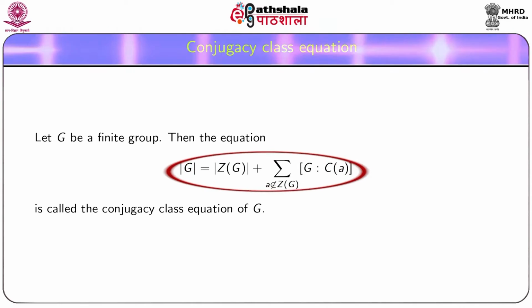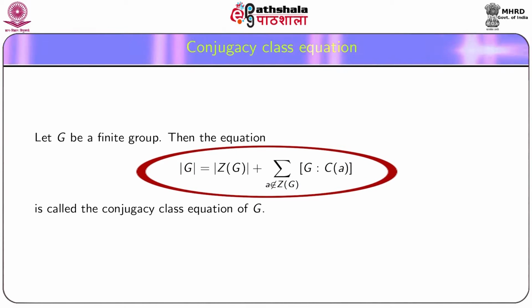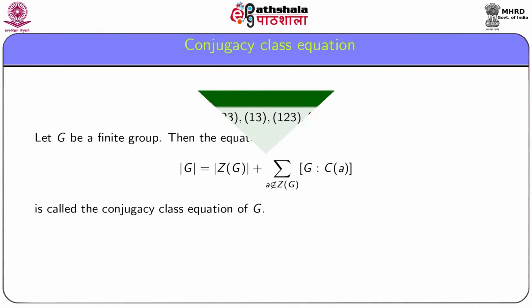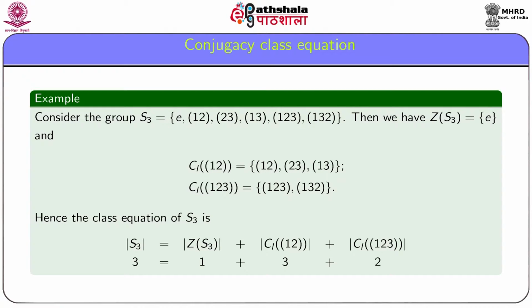This is important because it gives a relation between the order of G and the order of Zg, particularly when G is non-commutative. Now, we give an example of a conjugacy class equation.